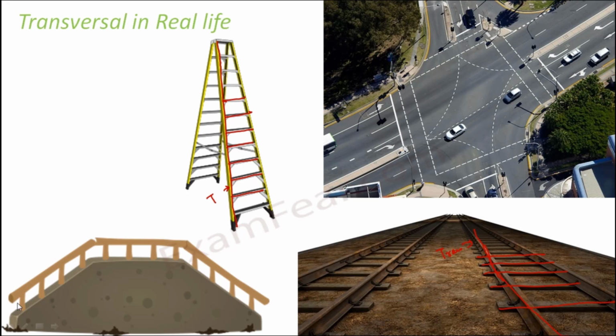You think of a balcony or maybe a staircase where you have this kind of fencing or this kind of boundary around it. When you look at this boundary, here also you see that these are like parallel lines, and this line which intersects all of these parallel lines at the same time is like a transversal.